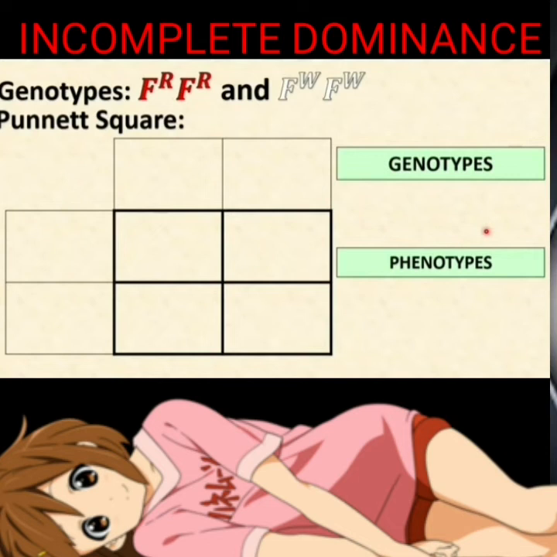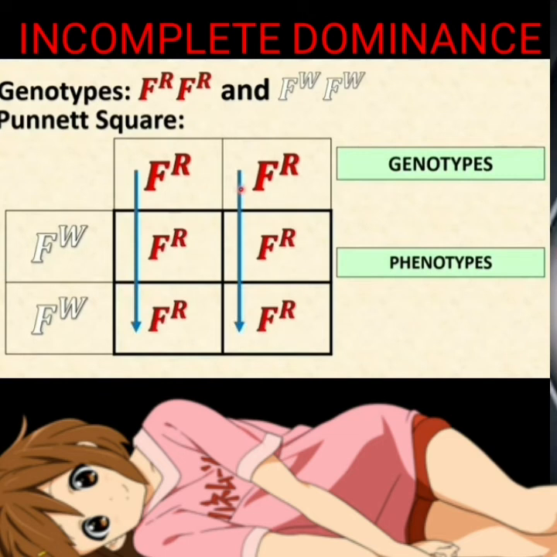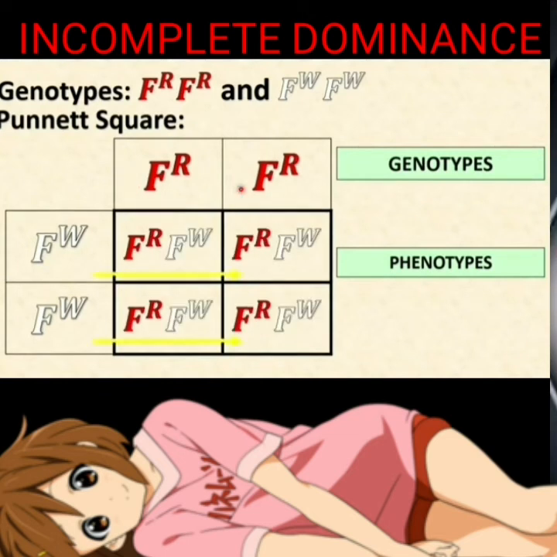As you can see, our genotype for red snapdragon flower is FR. Our genotype for white snapdragon flower is FW. Let us cross using Punnett square. So this is our genotype. Let us cross it downward and then sideward. So these are the results. Now let us identify the genotypes.